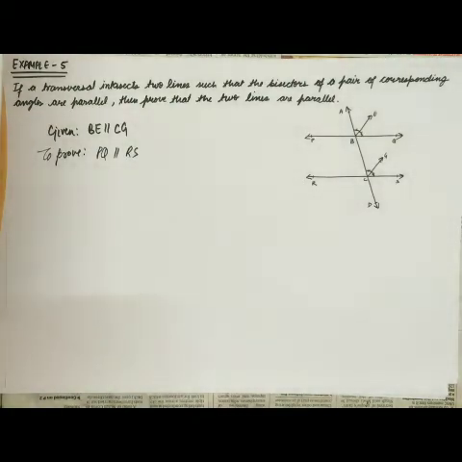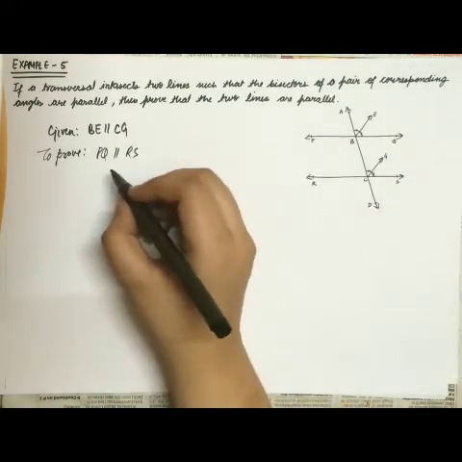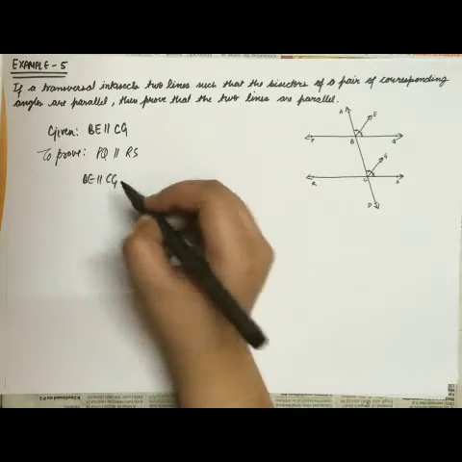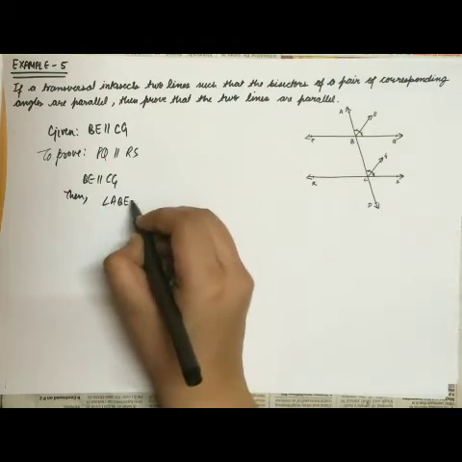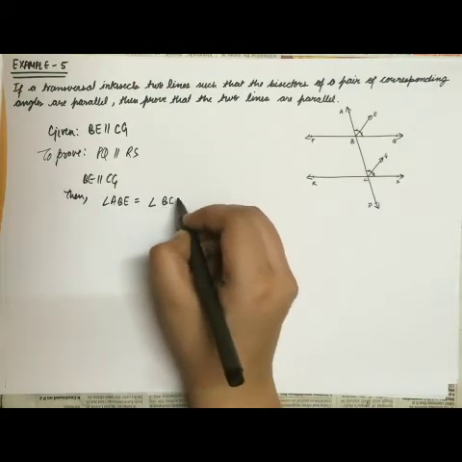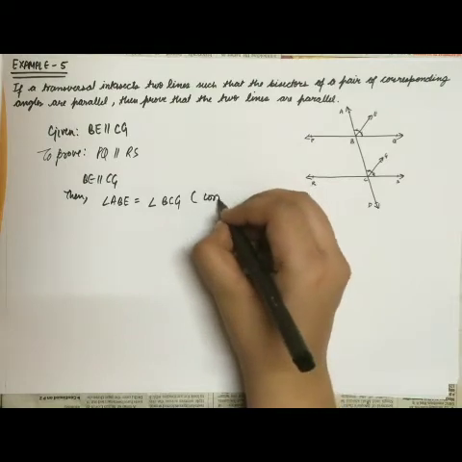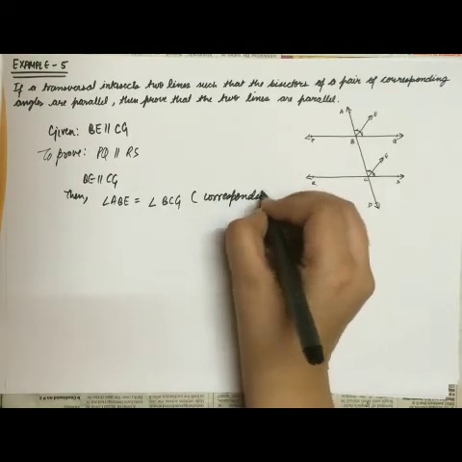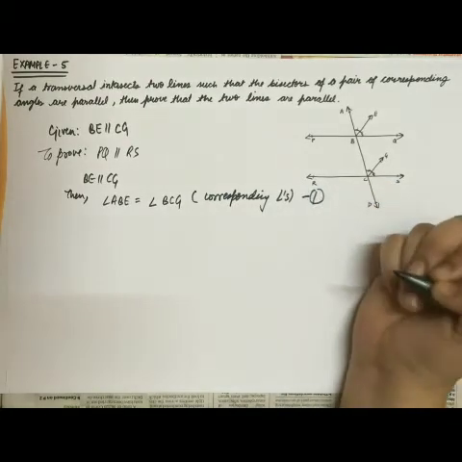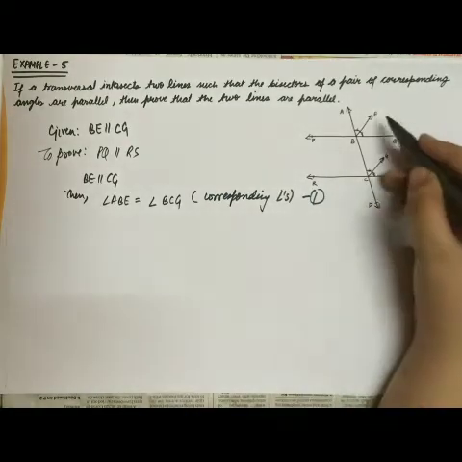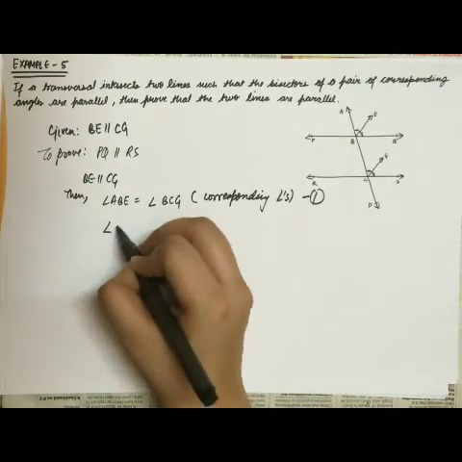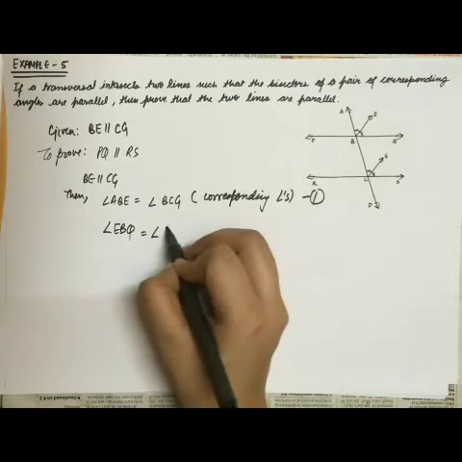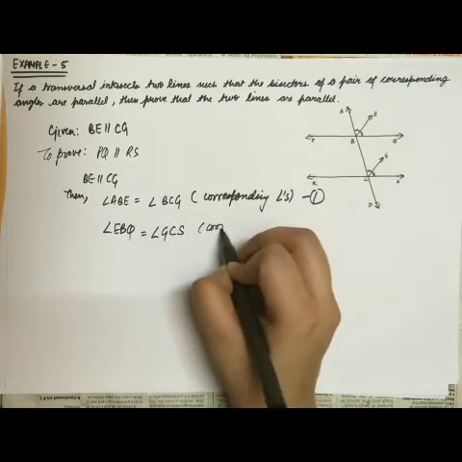So how we will do this? In this, we can say that BE is parallel to CG, then angle ABE is equal to angle BCG. Why? Because of corresponding angles. We will mark it as 1. Similarly, angle EBQ and GCS will be equal. Same reason.